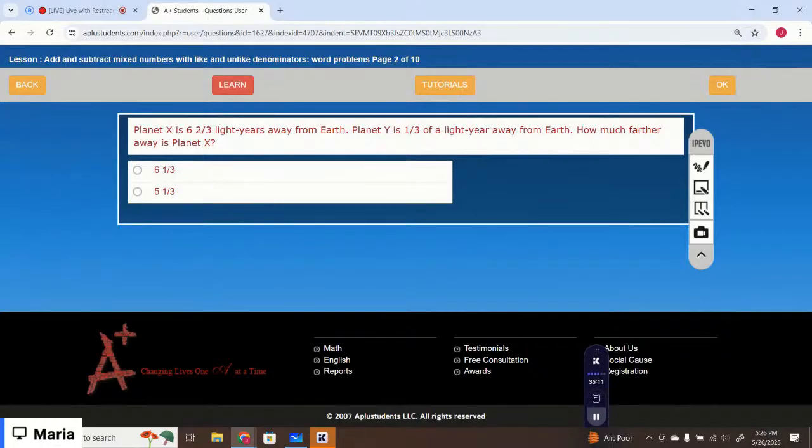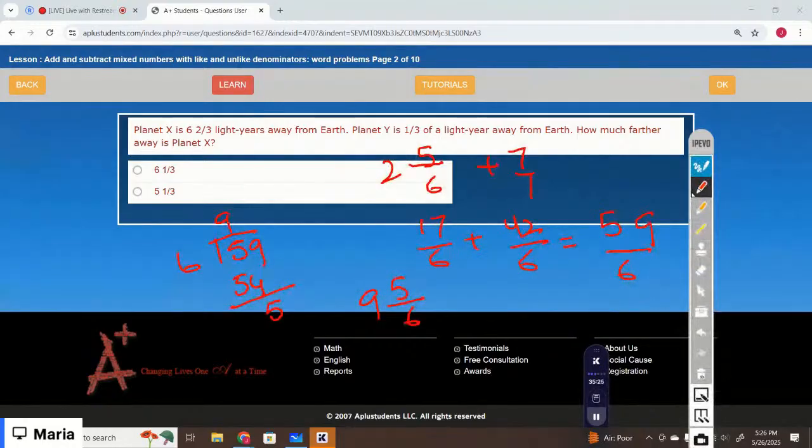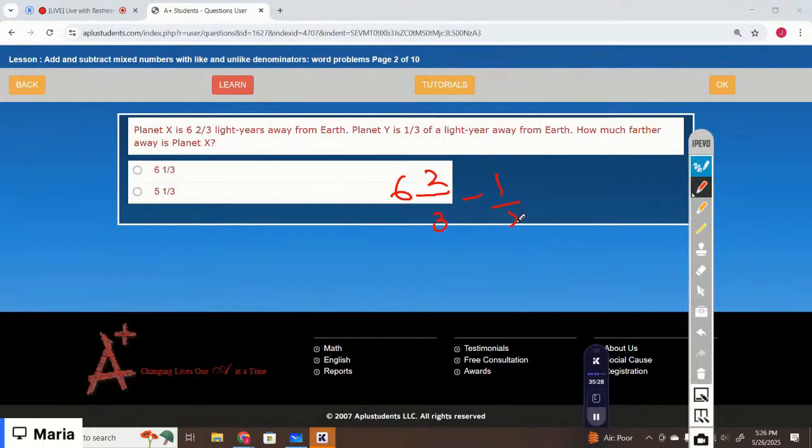Planet X is 6 whole 2 by 3 light years away from Earth, and planet Y is 1 by 3 of a light year away from Earth. How much farther away is planet X? So we need to subtract 6 whole 2 by 3 minus 1 over 3. So which is the correct option?